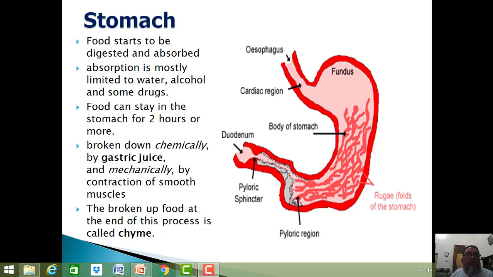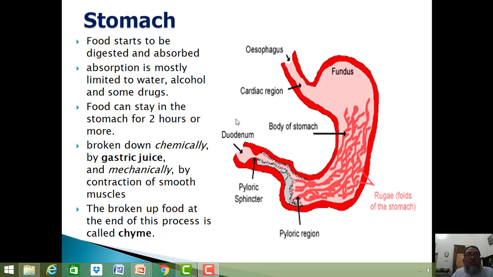Now this slide is showing you the anatomical position of the stomach as well as the various functional aspects of that organ. This is the esophageal end, from where the esophagus opens into the upper part of the stomach, the fundus, then the body, then the pyloric region, and this is the pyloric sphincter. From here the duodenum starts. Two curvatures: lesser curvature and greater curvature.